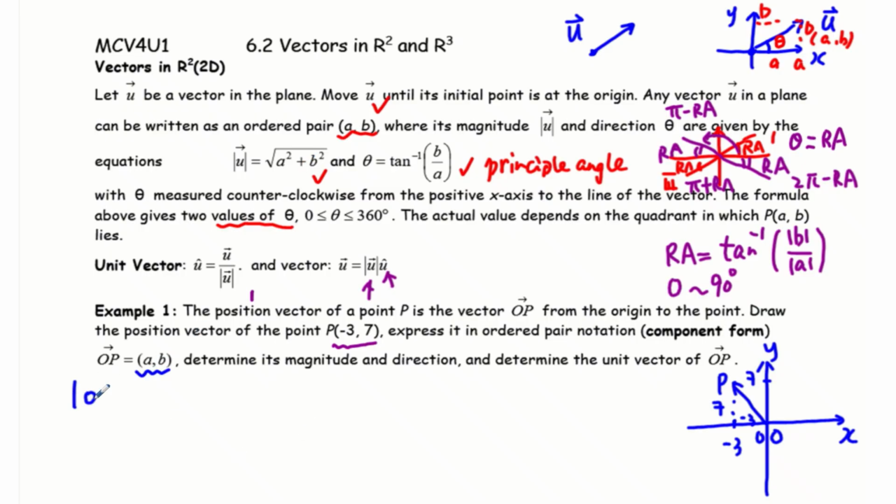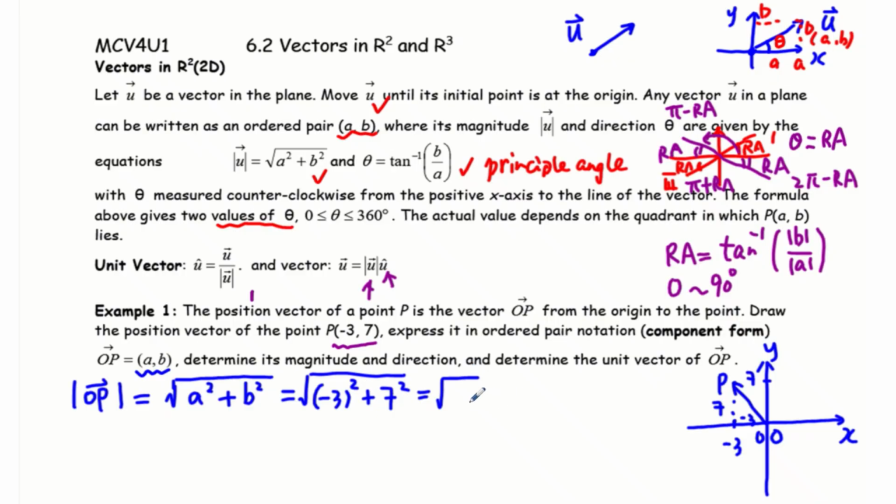So the magnitude, we use the absolute value sign with OP, is equal to the square root of a squared plus b squared, which equals the square root of -3 squared plus 7 squared, which is the square root of 58. We could round it as 7.62.